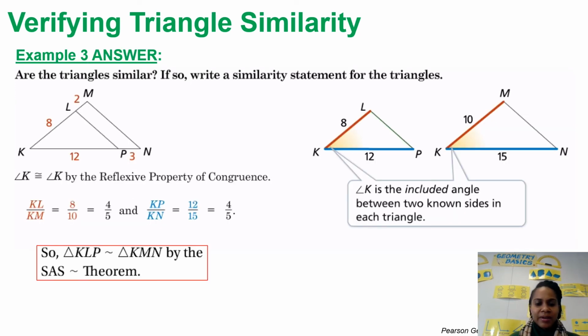These triangles are, in fact, similar using the side-angle-side theorem. The two sides are proportional. They reduce to 4/5. And the included angle right here, we can see here and here, they are congruent because they share that angle. And so since the sides are proportional and the included angle is congruent, we can conclude that these two triangles are similar, not congruent. So I hope you got the problem correct.